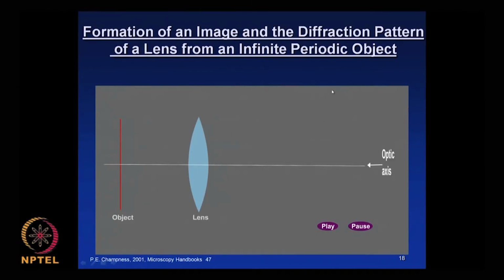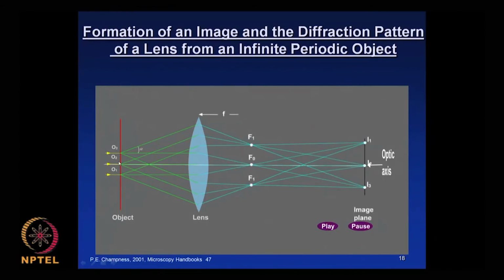Now, I will take you to the image formation involving diffraction, how the image is perceived through a lens from an infinite periodic object. First, you just observe this schematic, then we will discuss that. So, you have the object, a periodic object with Q1, Q2, Q3 at equal distance, and you have the light rays pass through this lens.